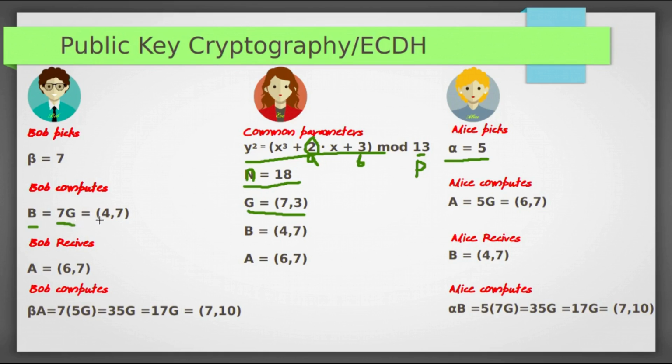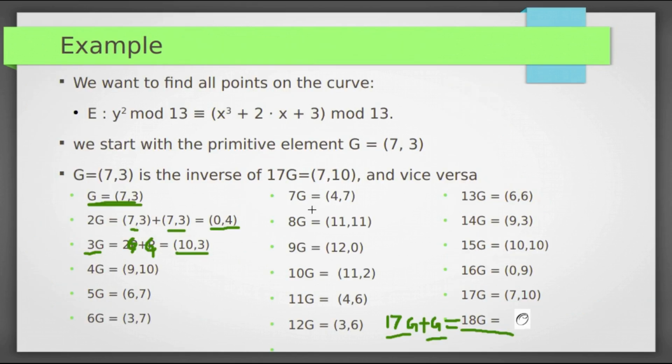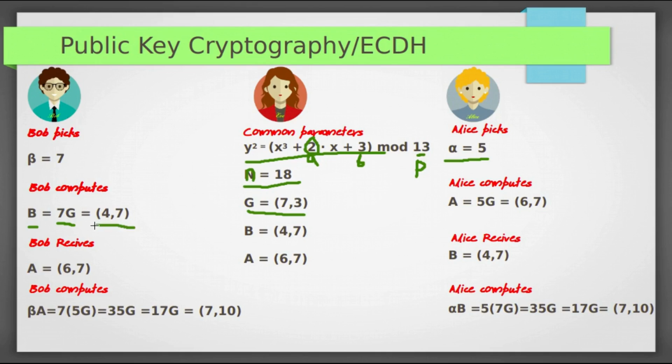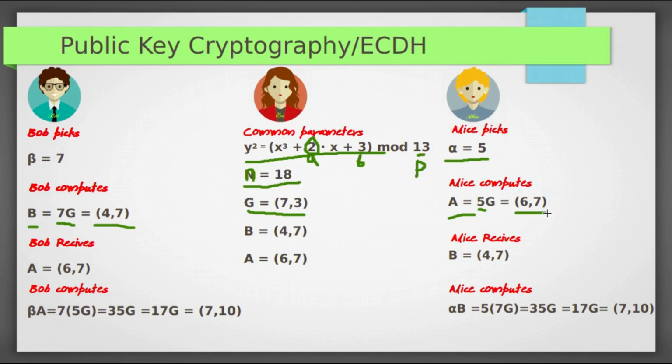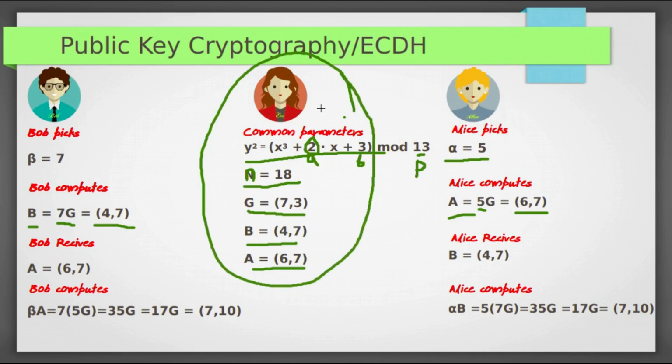It is 7G. Let's see, 7G value is 4 comma 7. So this is the public key for Bob. Alice computes her public key capital A by multiplying this alpha with Z, that is 5Z. 5Z value is 6 comma 7. This is her public key. They both exchange public keys over an insecure channel.